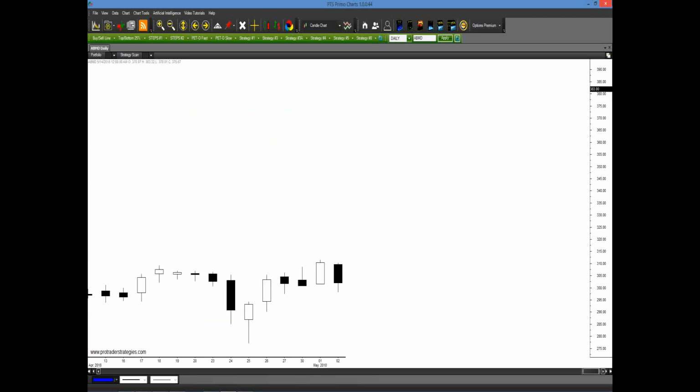Now, the first thing we do, and let me show you how simple this is on a new platform, the PTS Primo charting platform. As you can see, I developed this with Pro Trader Strategies. We have everything one click away.